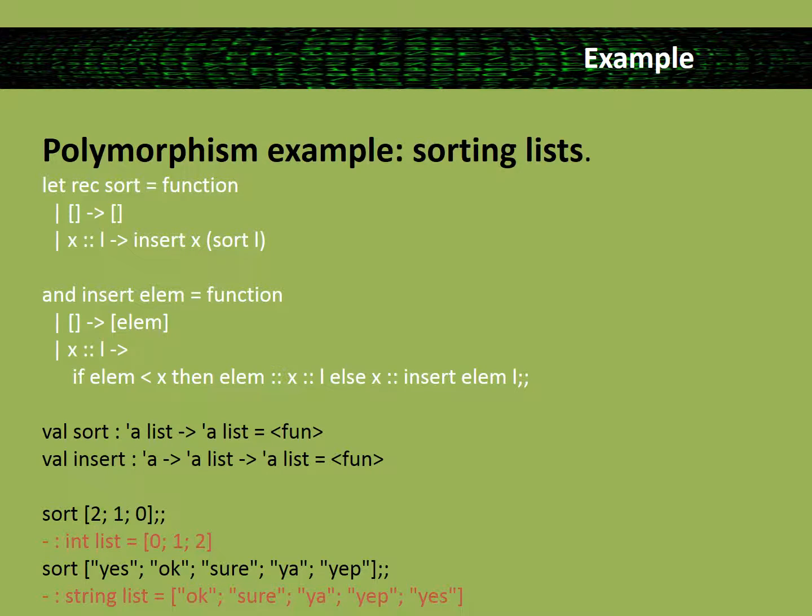This is a polymorphism example for sorting lists. Insertion sort is defined using two recursive functions which use pattern matching. Note that the type of the list elements remains unspecified, represented by a type variable 'a. Thus, sort can be applied to both a list of integers and to a list of strings.